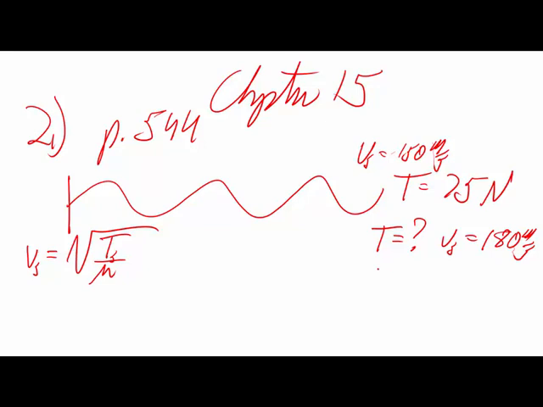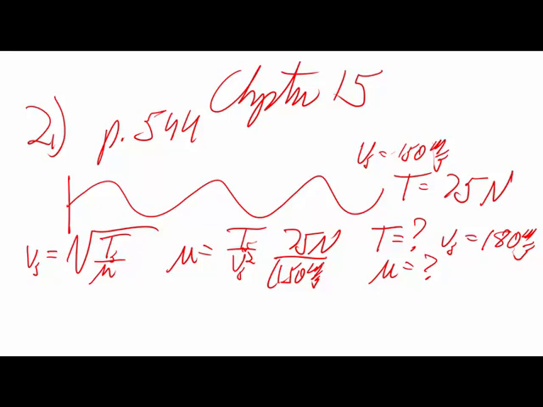Well, there's a problem. We don't know the linear mass density, do we? However, we can find it by solving for it because we have the speed and tension. So we solve for mu, the linear mass density, and we wind up with the tension of the string divided by the velocity of the string squared. So we have 75 newtons divided by 150 meters per second squared, and we get a linear mass density of 3.33 times 10 to the negative third kilograms per meter. That's the linear mass density, okay?